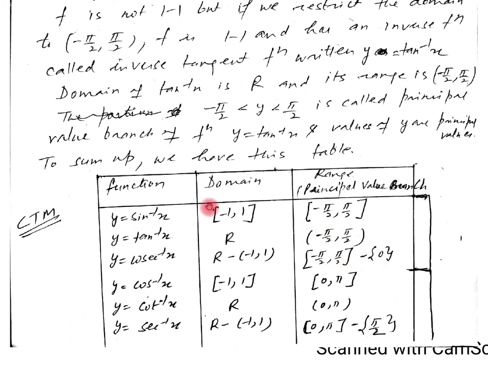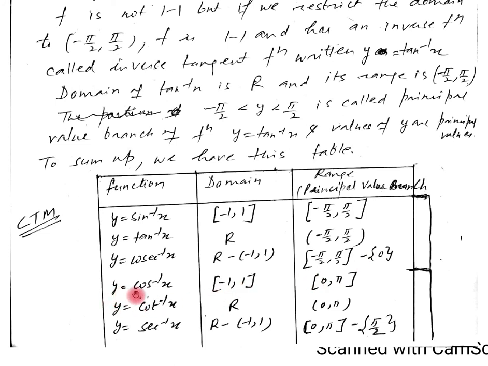Just to recap these three: for sine inverse, the domain is minus 1 to 1 and the range is this. Again tan inverse x: the domain is R, and the range, or the principal value branch, is the open interval minus pi by 2 to pi by 2. Then in the case of cosecant inverse x, the domain is the set of real numbers minus the open interval minus 1 to 1, and the range is the closed interval minus pi by 2 to pi by 2 minus 0.